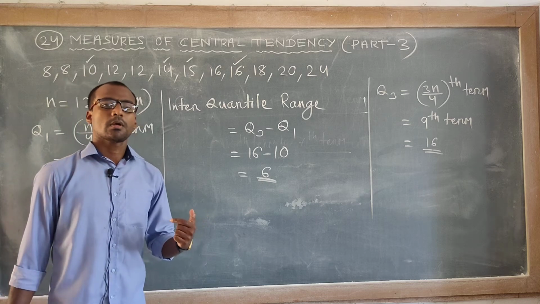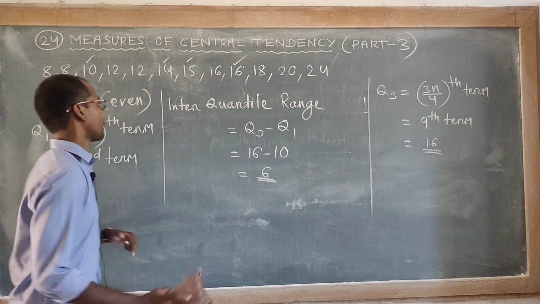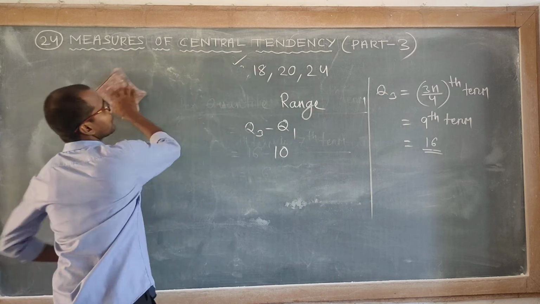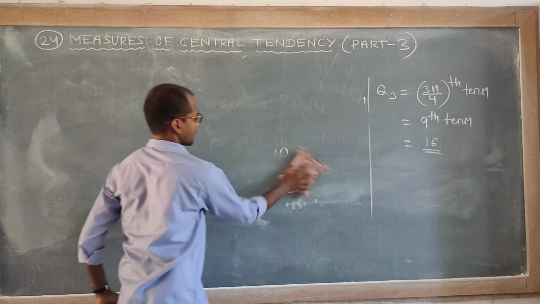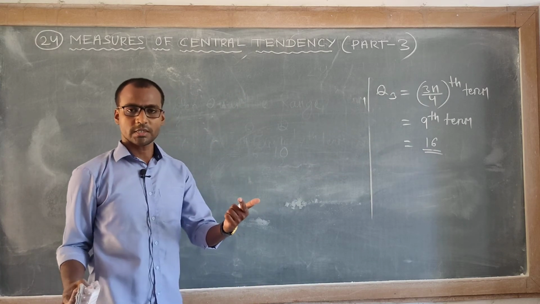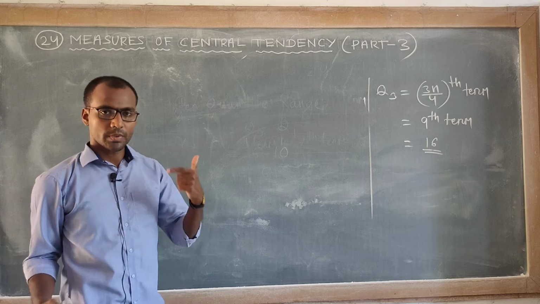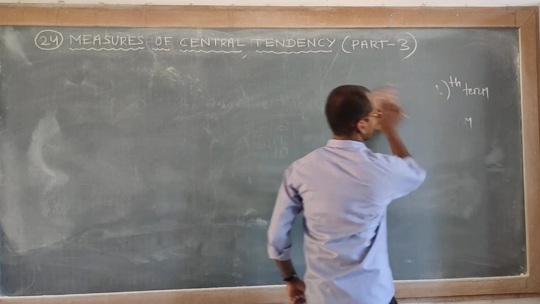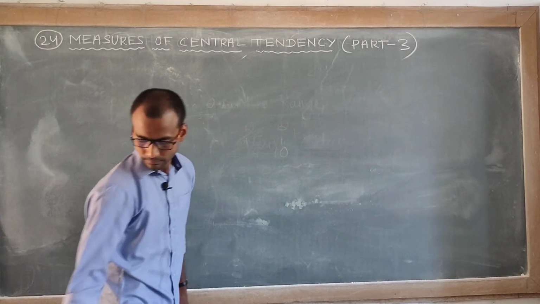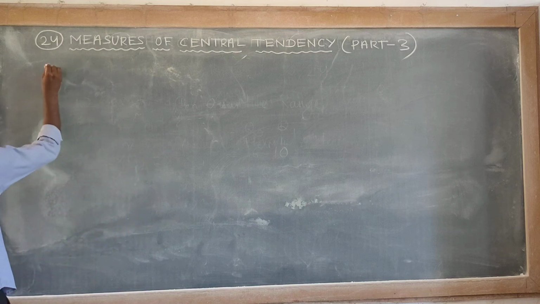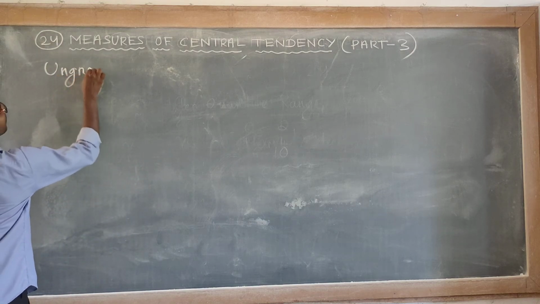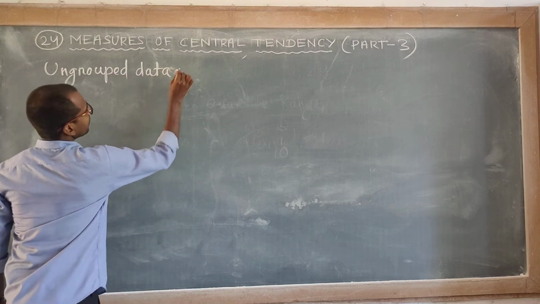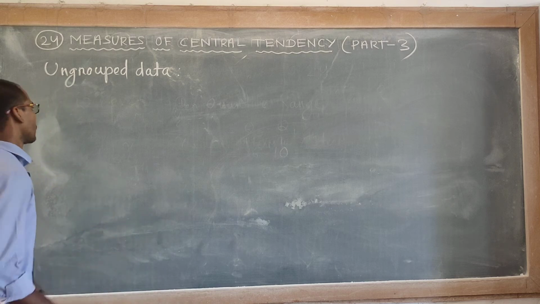Now let us go for tabulated but ungrouped data. In the first part, I have already explained what is untabulated data, what is ungrouped data, what is grouped data. So I am not explaining now, I am just using the terms. Okay, let us take an example.